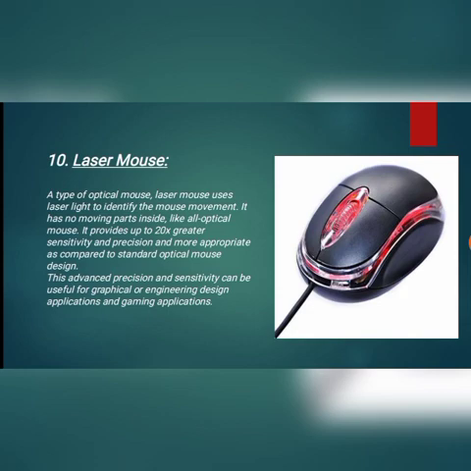Laser mouse. A type of optical mouse, the laser mouse uses laser light to identify the mouse movement. It has no moving parts inside. It provides up to 20 times greater sensitivity and precision, and is more appropriate compared to the standard optical mouse design. Beside is a picture of a laser mouse.